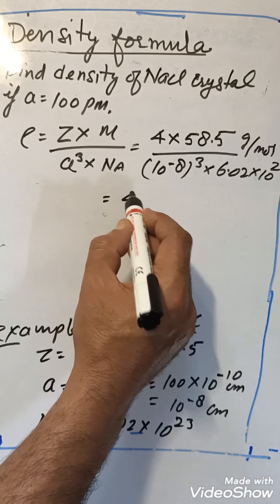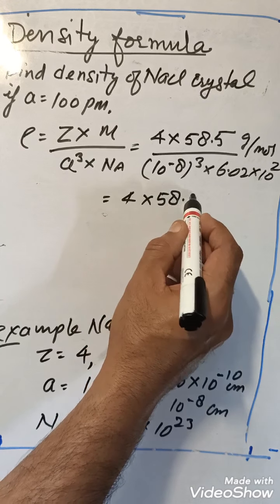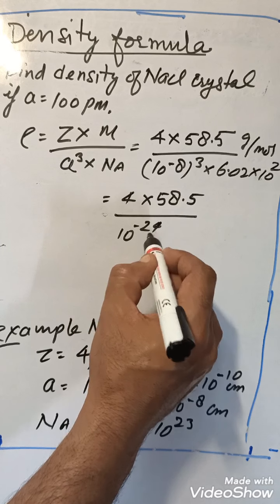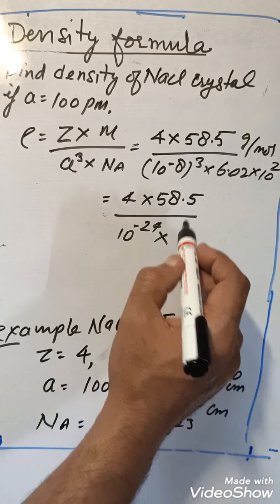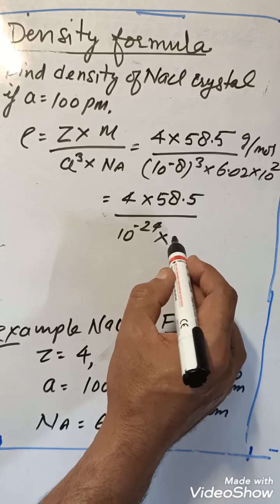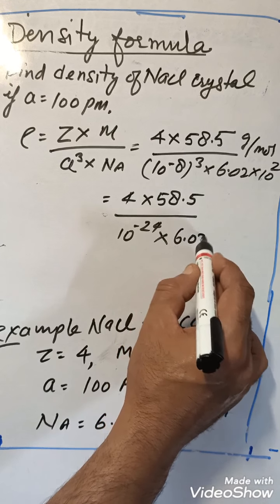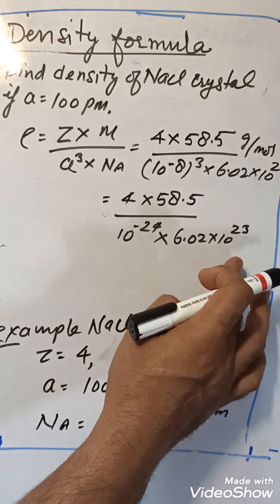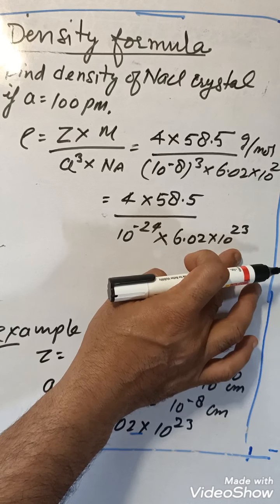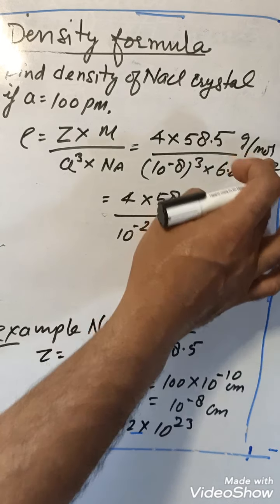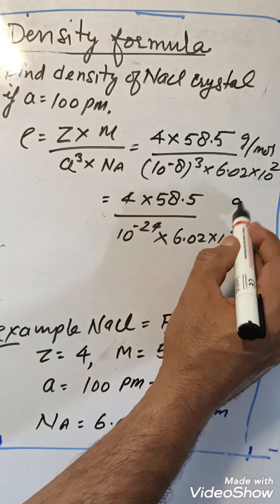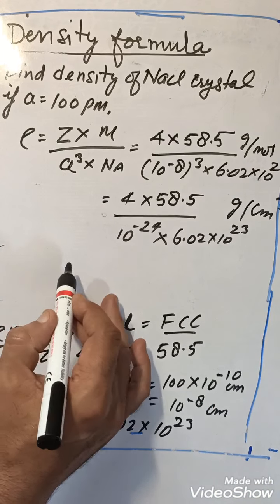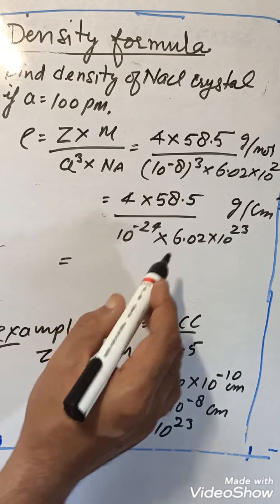answer will come 4 into 58.5 divided by 10 raised to power minus 24 into, it will be centimeter cube, 6.02 into 10 raised to power 23. This will be number per mole. These are the number per mole. So mole will cancel by mole, and it will be gram per centimeter cube. So you can calculate it.